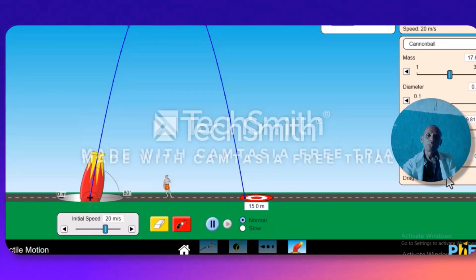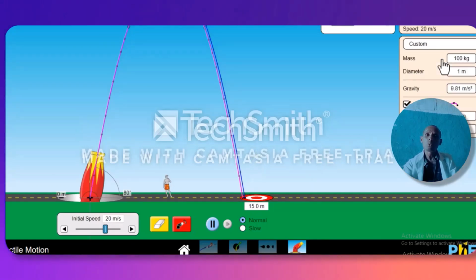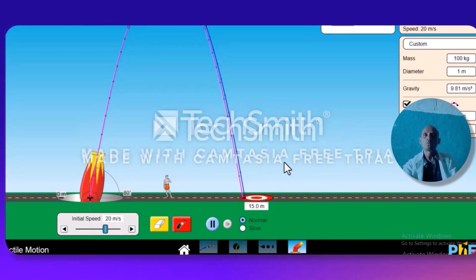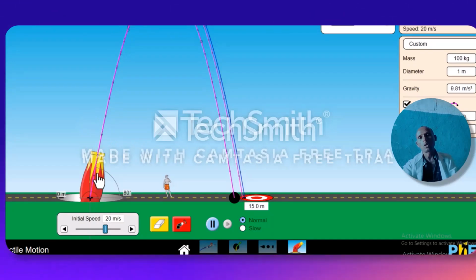Now let's use air resistance, meaning the drag coefficient is 0.47, and when we launch, the distance from the launching to the landing decreases. Now let's change the object we throw from the cannon. Now look, when the mass of the object is increased by a given value, the trajectory, or the distance from the launch place to the landing point, decreases.